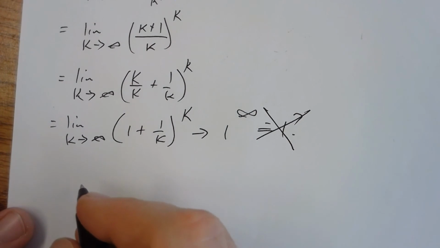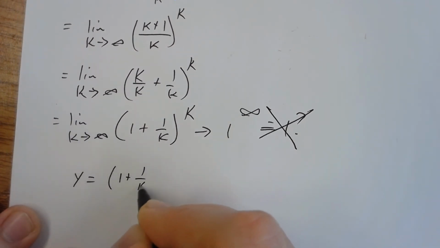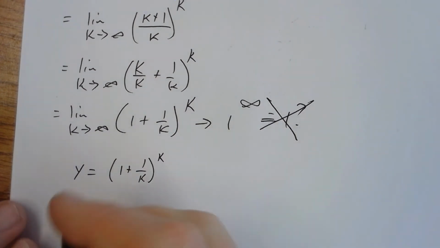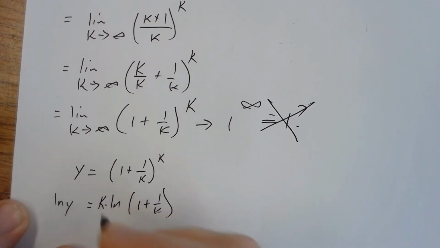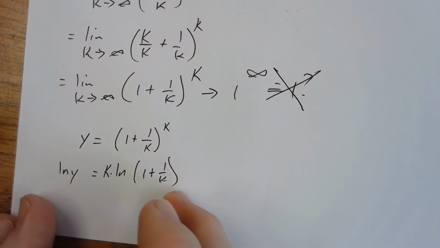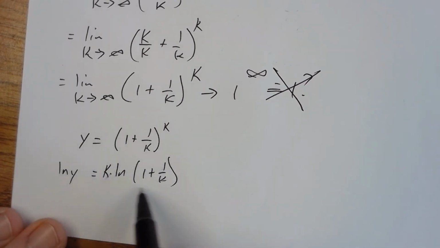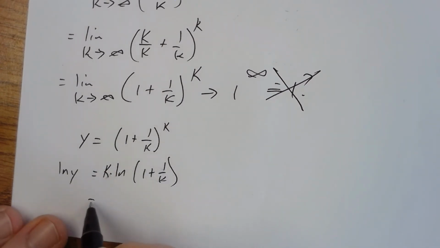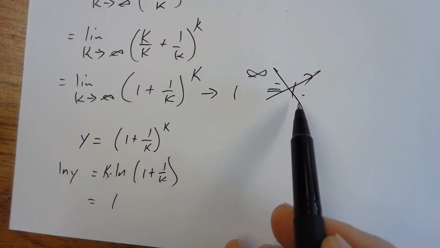If we were to use the skills of letting y equal this function, 1 plus 1 over k to the power of k, and we take the natural log of both sides, the natural log of that equals the natural log of 1 plus 1 over k, such that the k comes down in front as a multiplication. We can then take this setup here and attempt to evaluate this limit. In doing so, and again, this has been done in the past, this overall thing here ends up converting to just be 1. So this doesn't equal to 1.